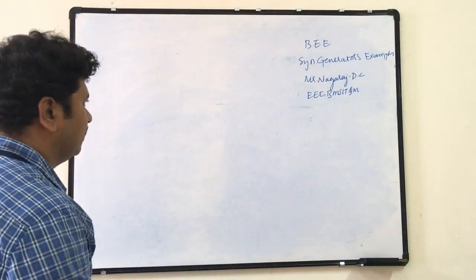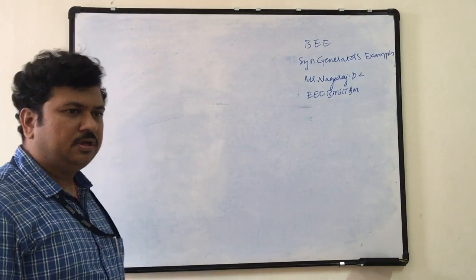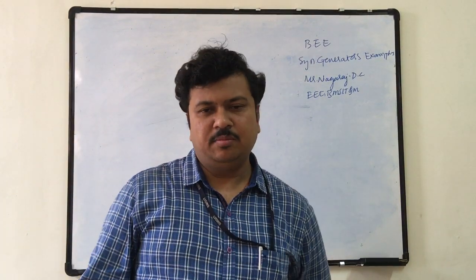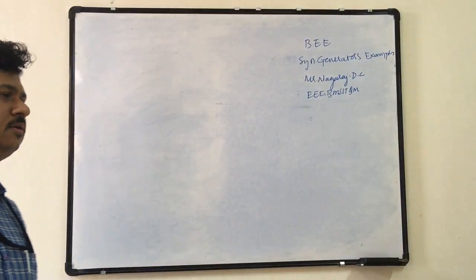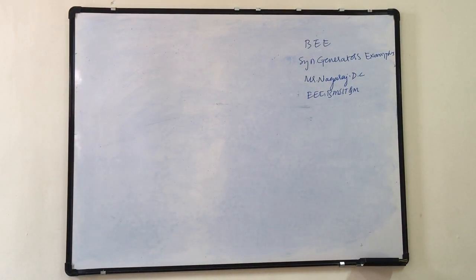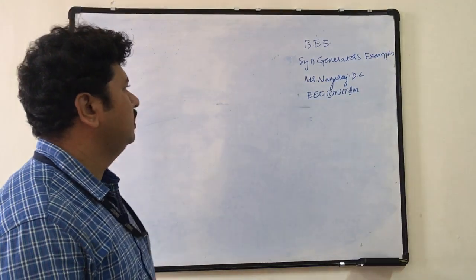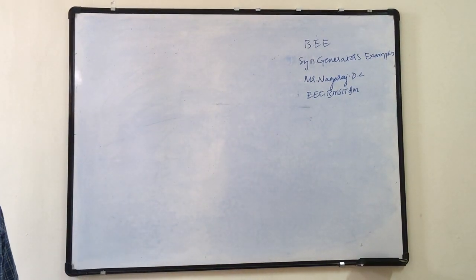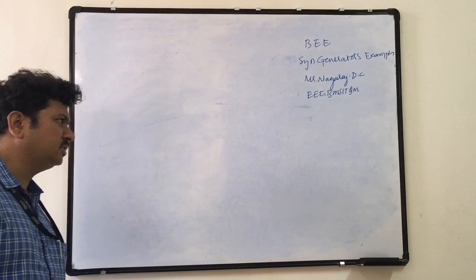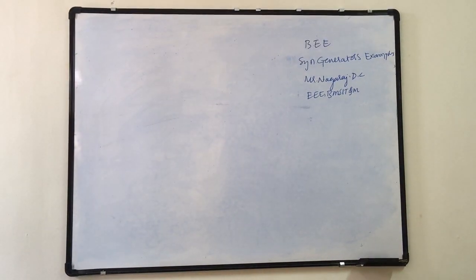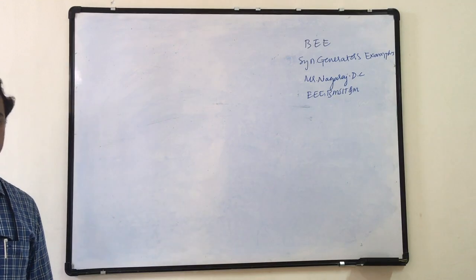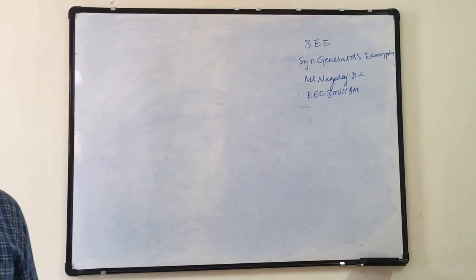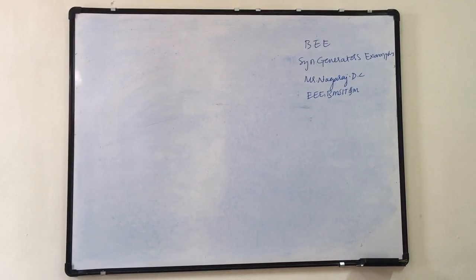Hello guys, in the last class we have seen the winding factors, the EMF equation of the alternator or synchronous generator, and we have also dealt with the distribution factor and pitch factor, commonly called winding factors. Why we need to go for distributed winding, not concentrated winding, and why we will be going for short pitch winding and not full pitch winding.